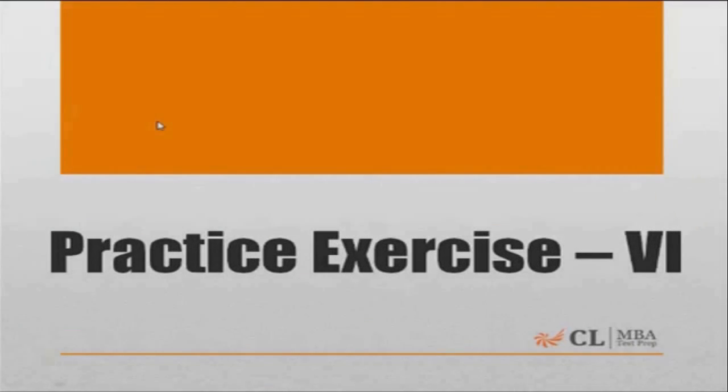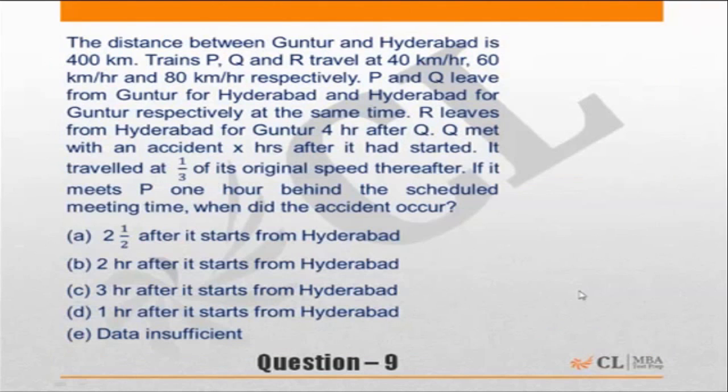This is exercise 6 of time, speed, distance. The distance between Guntur and Hyderabad is 400 kilometers. Trains P, Q, R travel at 40, 60 and 80 kilometers per hour respectively. P and Q leave from Guntur for Hyderabad and Hyderabad for Guntur respectively. R leaves from Hyderabad for Guntur 4 hours after Q.